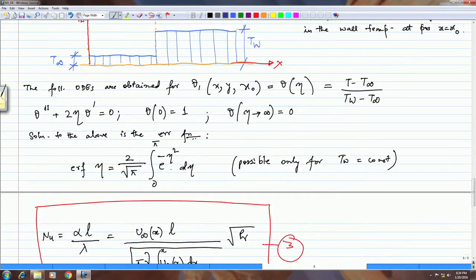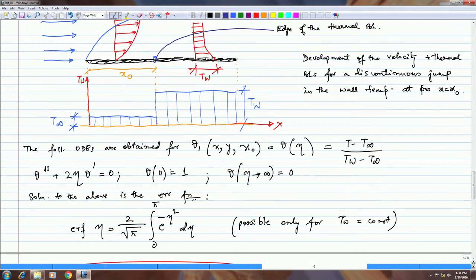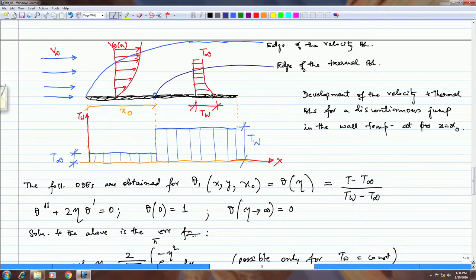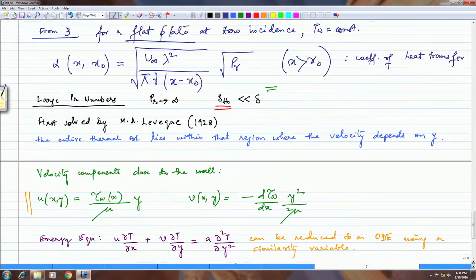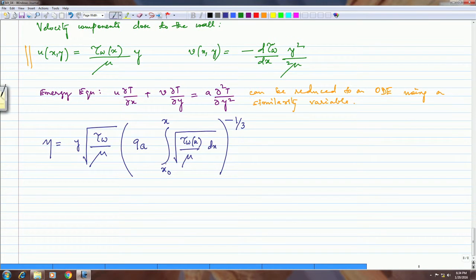Let me just go back and remind you of that. If you took a flat plate, this x naught was the location where we had this temperature jump. So again, the integral is from x naught to x. So this is x actually. Now if you use this similarity variable, then my energy equation reduces.